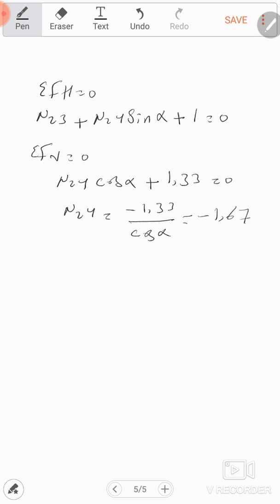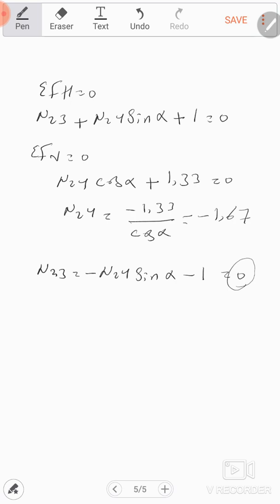Okay. Then substitute to find N23. N23 equals minus N24 sine alpha minus 1 equals 0. Sorry, yeah, equals 0. I already gave the last value. So for N23 the value is 0.